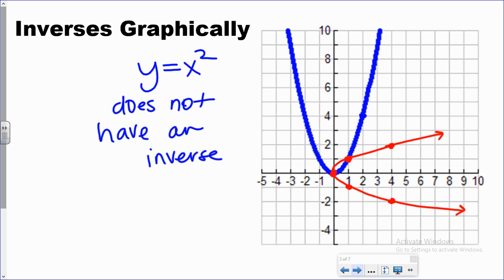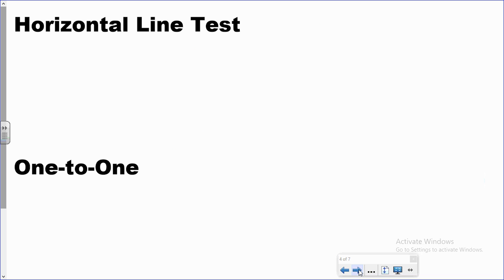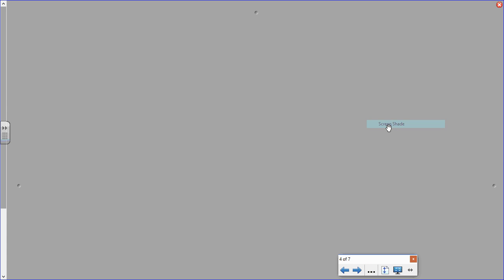Now, if we restrict y equals x squared to be half of a parabola, then that would be okay. But technically, this is not an inverse because the inverse isn't a function. Now, you knew this wasn't a function, Eli, because it didn't pass the vertical line test. We have something called the horizontal line test.